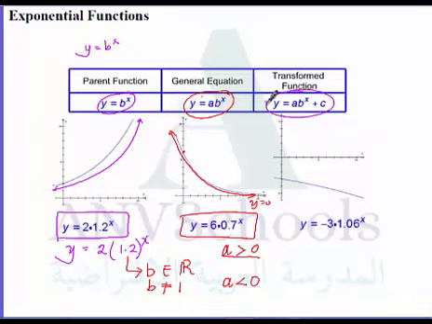And the transformed function of the exponential function is in the form y is equal to a b raised to x plus c. So there is a vertical translation, c units upwards. And what else? We have a dilation also here, or a vertical dilation by factor a.